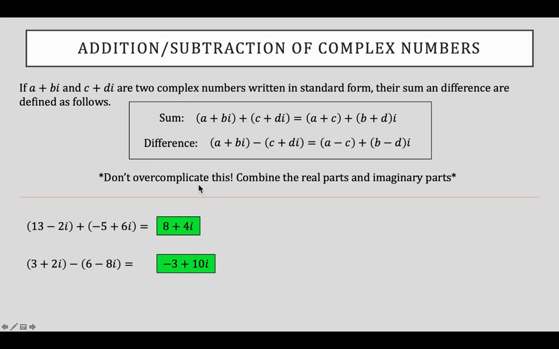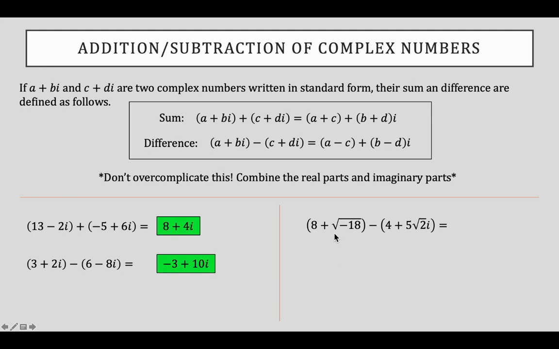Notice that whenever we're writing a complex number in standard form, the real part always comes in front of the imaginary part. Real component plus the imaginary component. All right, let's try one more here.